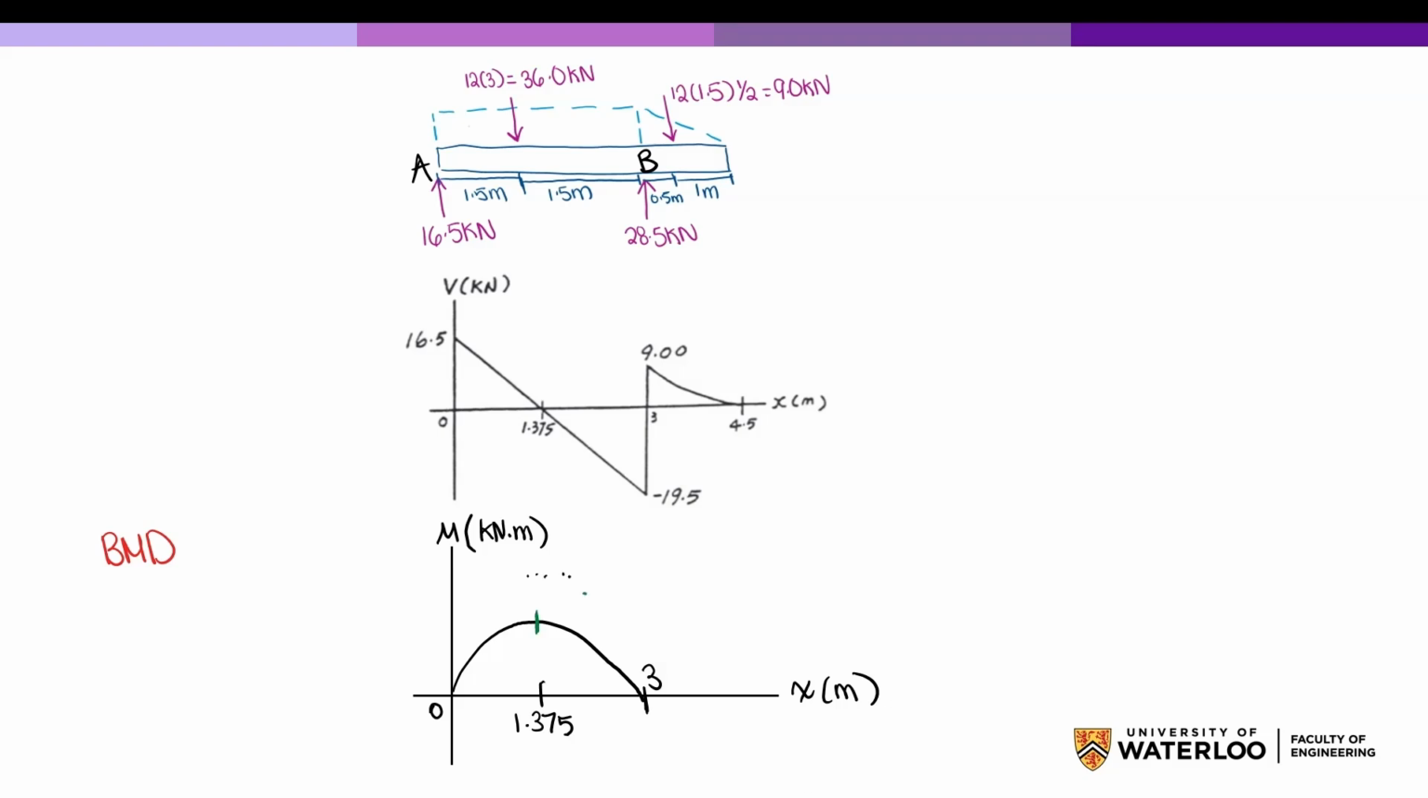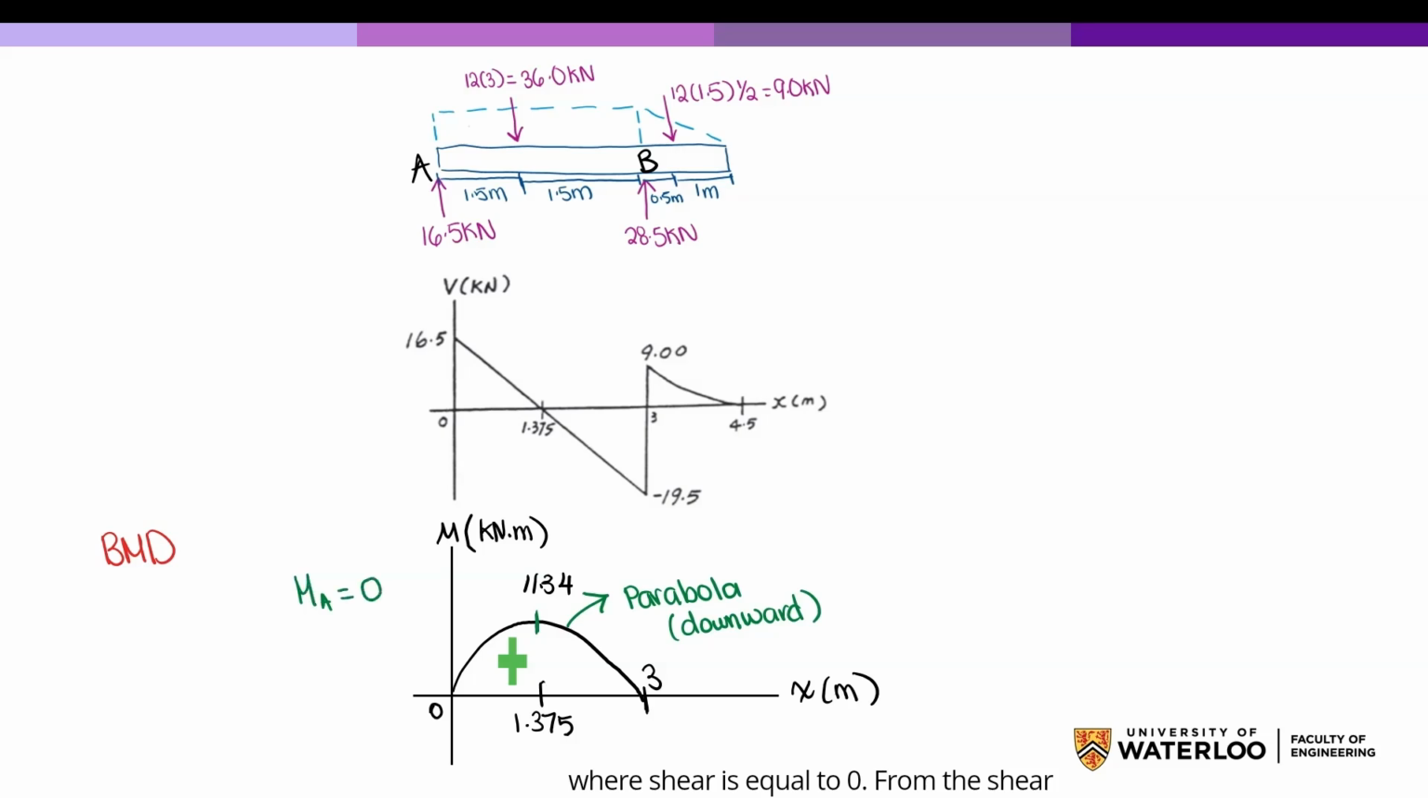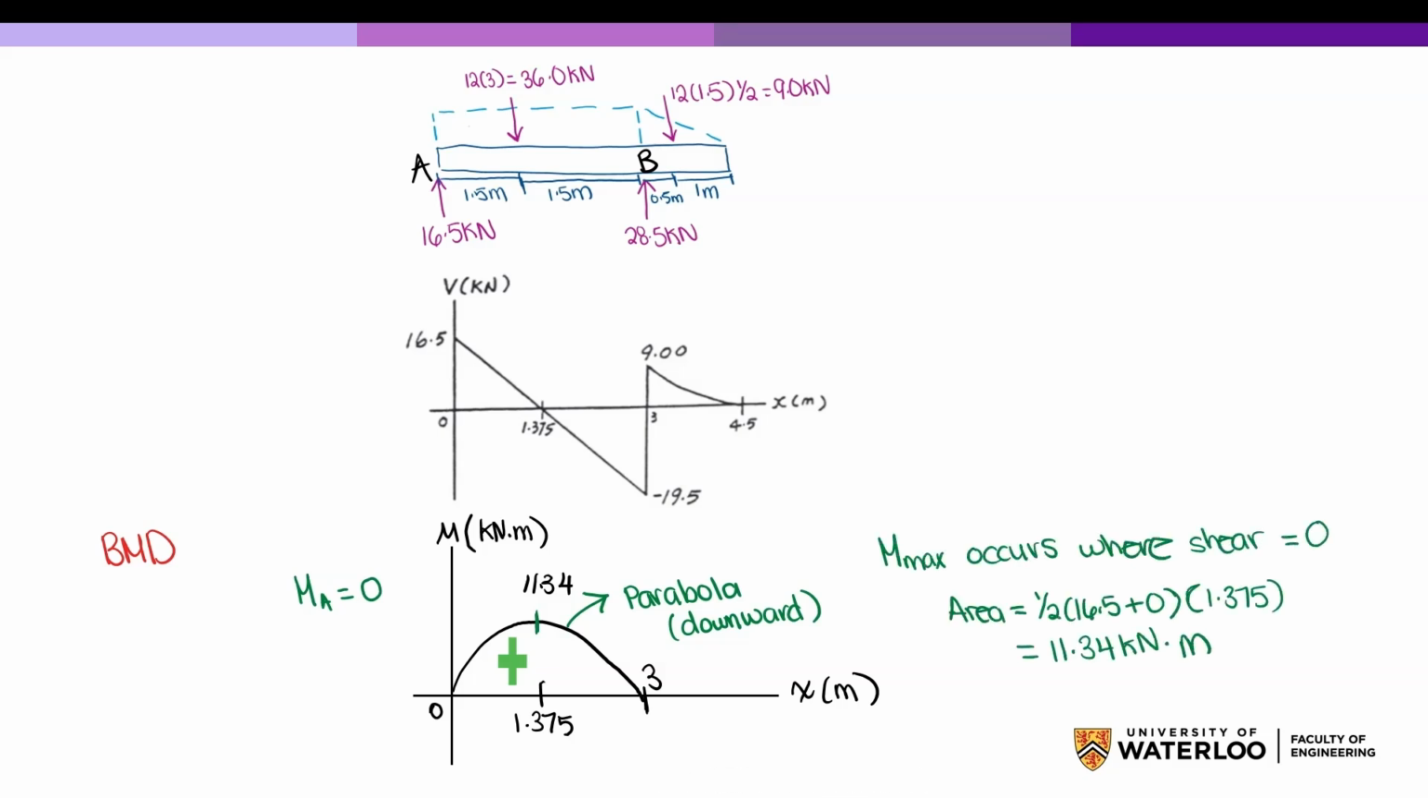Next, the bending moment between A and B is found by either integrating shear or finding the area under the shear force diagram. So max moment occurs where shear is equal to 0. From the shear force diagram, shear becomes 0 at approximately x equal to 1.375 meters from A. So using the area under the shear force diagram, the area is equal to 11.34 kilonewton meters. So this is the maximum moment as shown on the moment diagram.